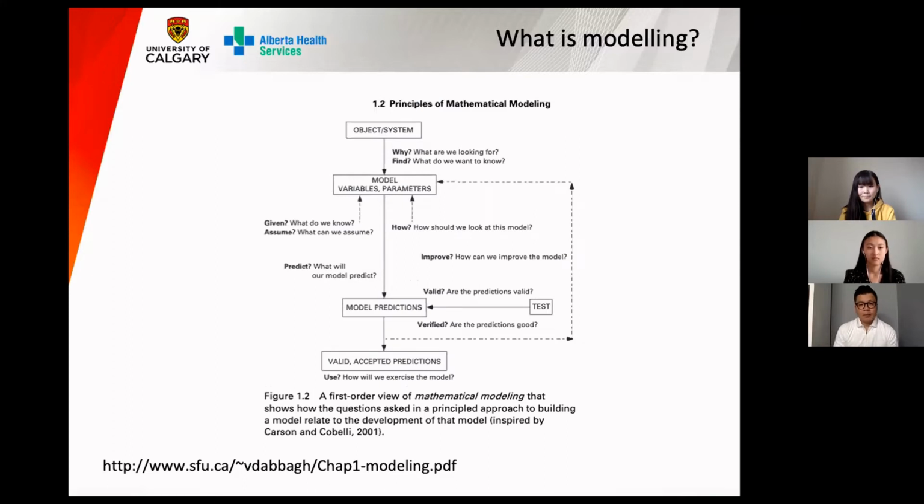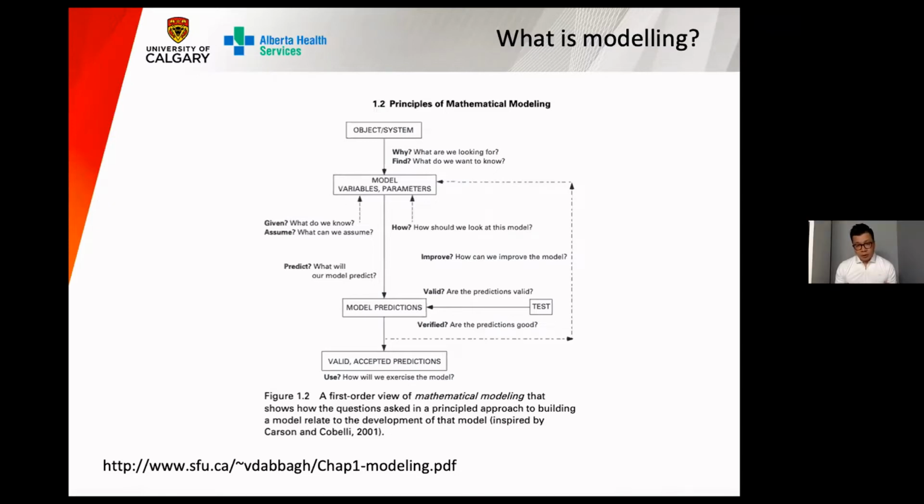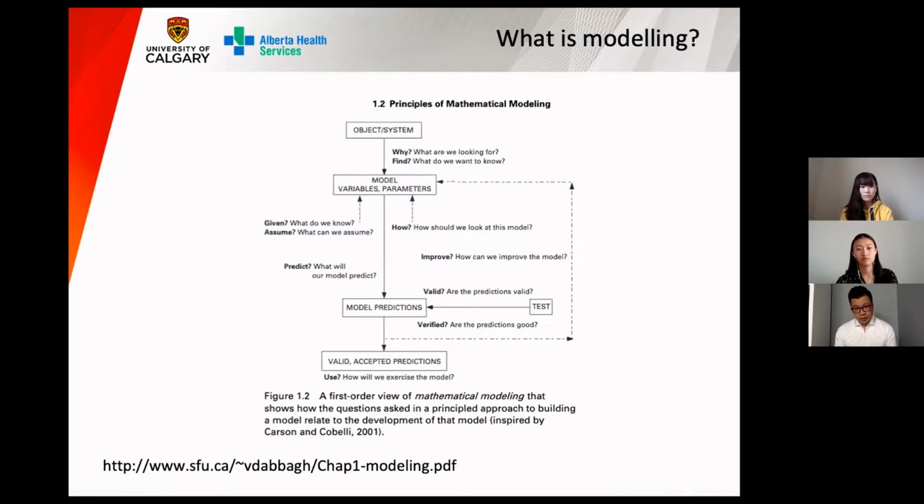So in this paper from Simon Fraser University, which is a really good paper, actually, I was reading last night, basically, why are we doing this modeling? What are we looking for? What do we want to know? What do we know? We put those things that we do know into a model and certain mathematical formulas that provide us with extrapolation or interpolation of the data to predict for certain outcomes that we're looking for, and then seeing whether those predictions are valid or not.